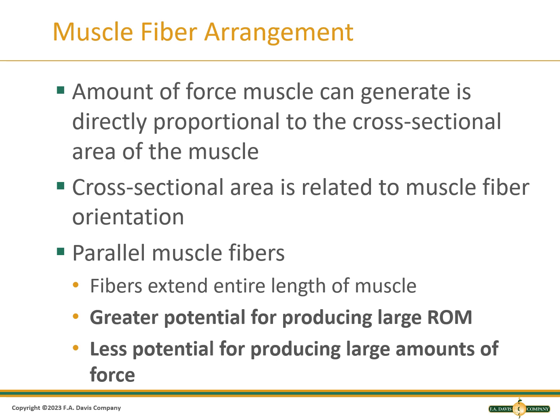Muscles have their fibers arranged in ways that align with the physiological demands of the muscle. So the amount of force that a muscle can generate is directly proportional to the cross-sectional area of that muscle. And the cross-sectional area is increased or decreased based on the muscle fiber orientation. Our parallel muscle fibers decrease cross-sectional area and extend the entire length of the muscle. This fiber orientation is good for producing larger range of motions, but not for producing large amounts of force.